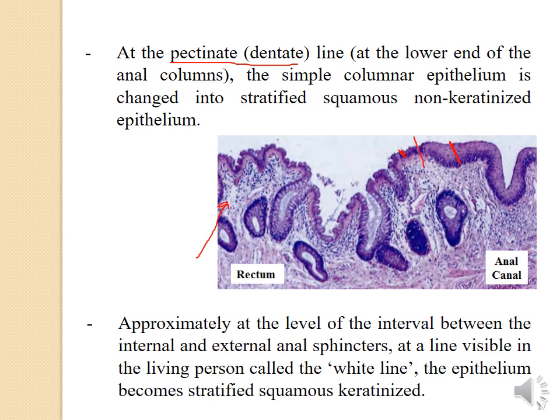Now further inferiorly, approximately at the level of the interval between the internal and external anal sphincters, at a line visible in the living person, which is called the white line, the epithelium becomes stratified squamous keratinized.